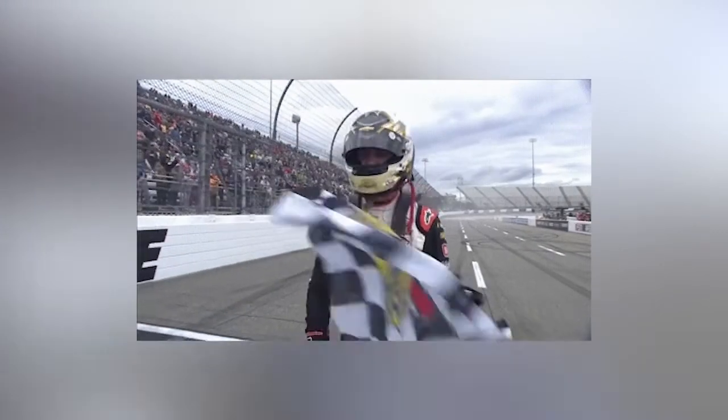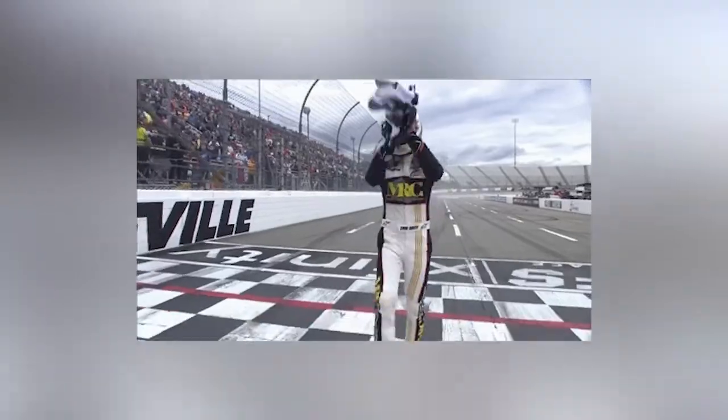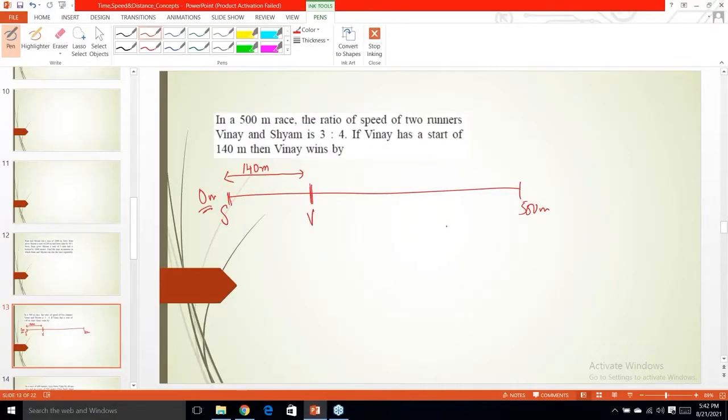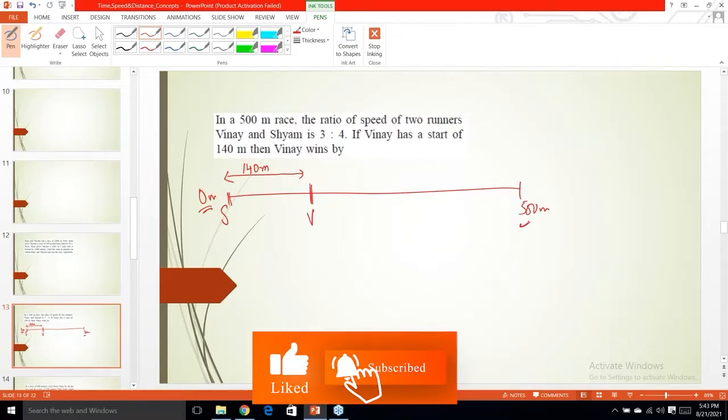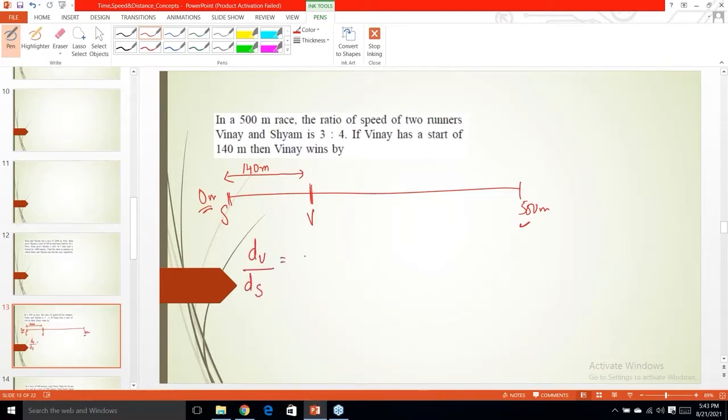And if Vinay wins, they both start simultaneously, Vinay from here, Sham from here. So when Vinay reaches here, assuming Vinay wins, both will have traveled for the same time. Then the distances traveled by them will be in the ratio of their speeds, which means the distance Vinay travels upon the distance Sham travels will be in the ratio 3/4. But the distance Vinay travels, if Vinay wins, is already known to you, which is 360. So you can find out the distance that Sham would have traveled.